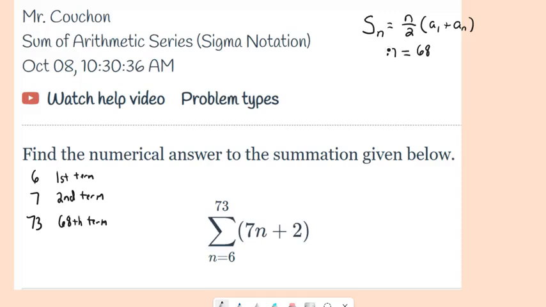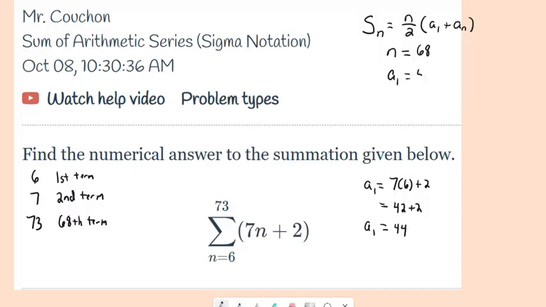Okay, so now we need to get the a sub 1 term. So the a sub 1 term we get by putting in a 6. So a sub 1 equals 7 times 6 plus 2. So 7 times 6 is going to be 42, plus 2. And then we have our a sub 1 equaling 44. So a sub 1, 44.